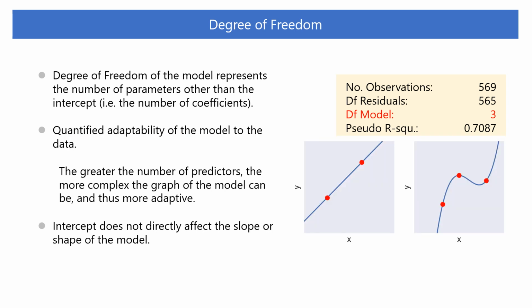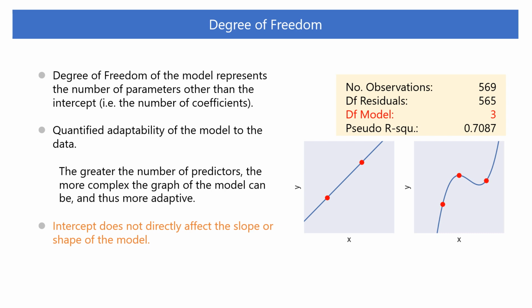For example, a straight line can only adapt to a linear relationship between two variables, while a curve can adapt to a more complex relationship. The greater the number of predictors, the more complex the graph of the model can be, and thus, the greater the adaptive capacity.